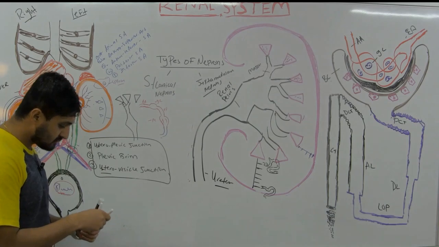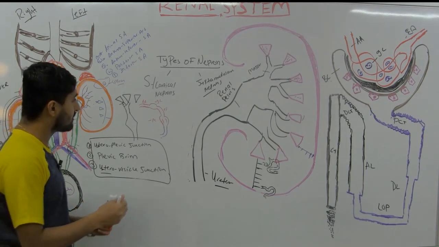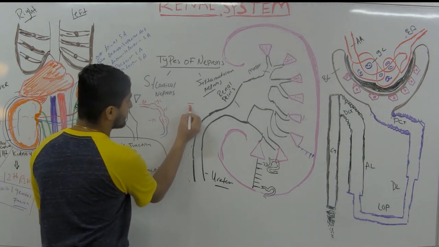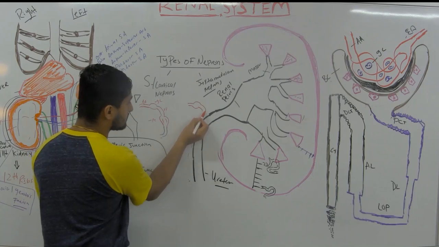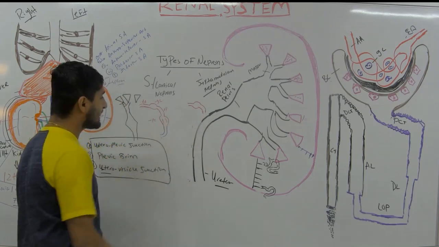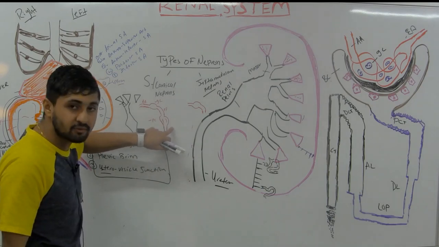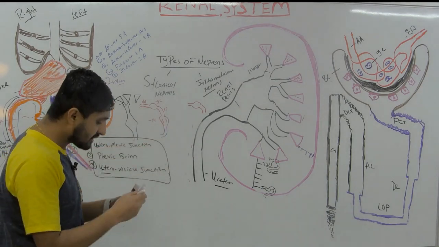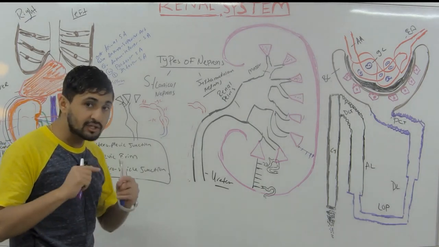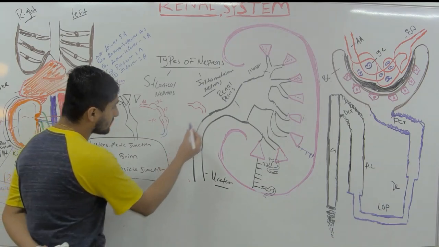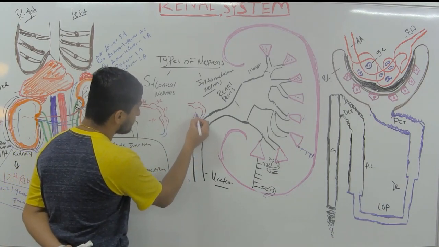But what is unique about this guy, which is my juxtamedullary nephron, is that it will have afferent arterioles. It will also have glomerular capillaries. It will also have efferent arterioles. But guess what? Instead of splitting, breaking down and becoming your peritubular capillaries, you know what it becomes? It does not become peritubular capillaries. Only cortical nephrons have that. Juxtamedullary nephrons, what happens, it will become this long something called vasa recta.